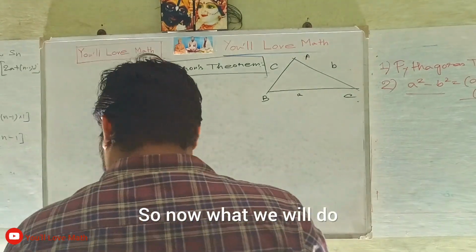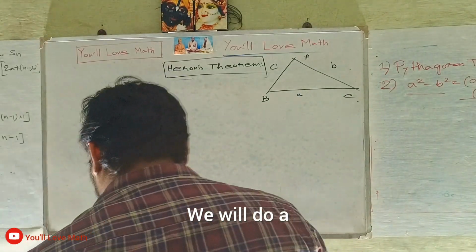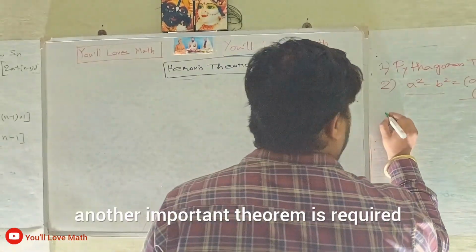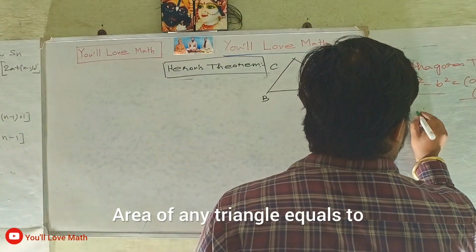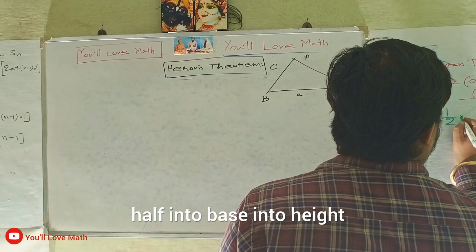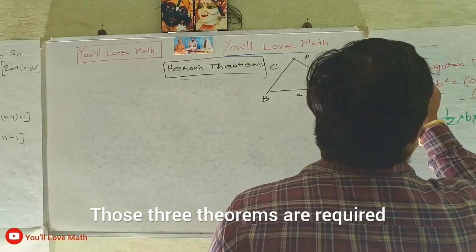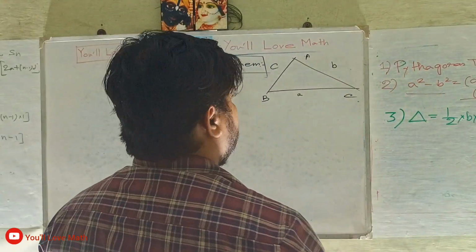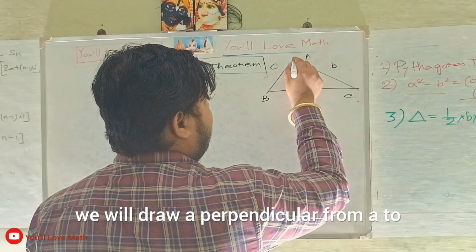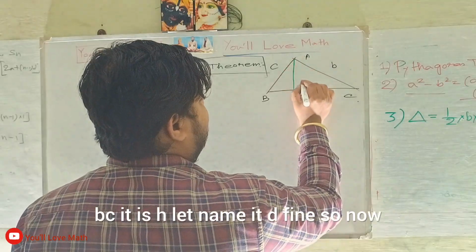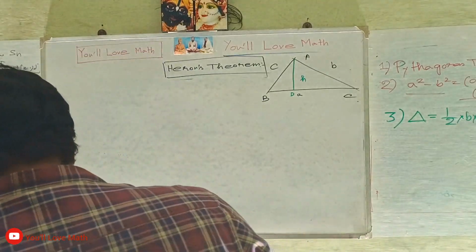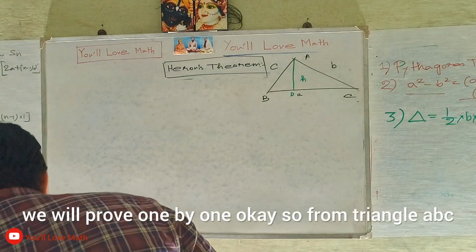So now what we will do, another important theorem is required: area of any triangle equals half into base into height. Those three theorems are required. So now we will draw a perpendicular from A to BC. Let us name it D. Fine. So now we will prove one by one.